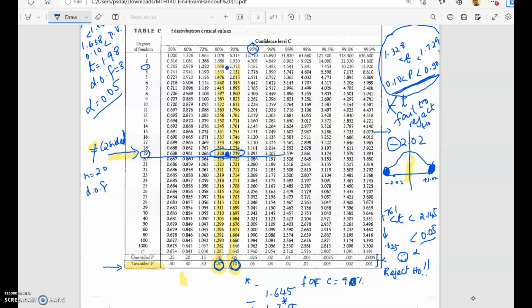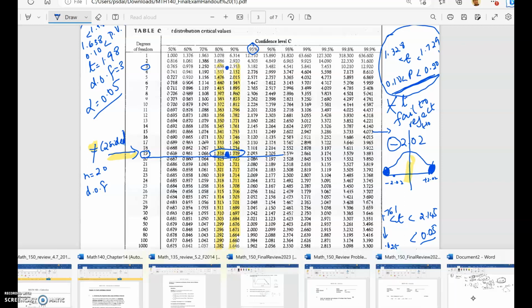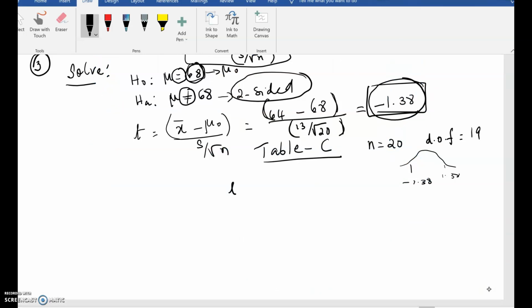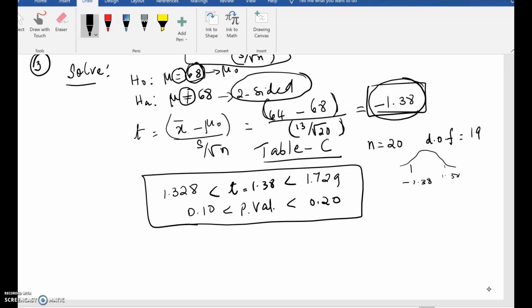So how do we write our result? Our t-value of 1.38 lies between, write down the two numbers, the smaller number 1.328 and the larger number 1.729, and the p-value lies between 0.10 and 0.20, and all this I get from the table. I'm looking at the two-sided p-values.